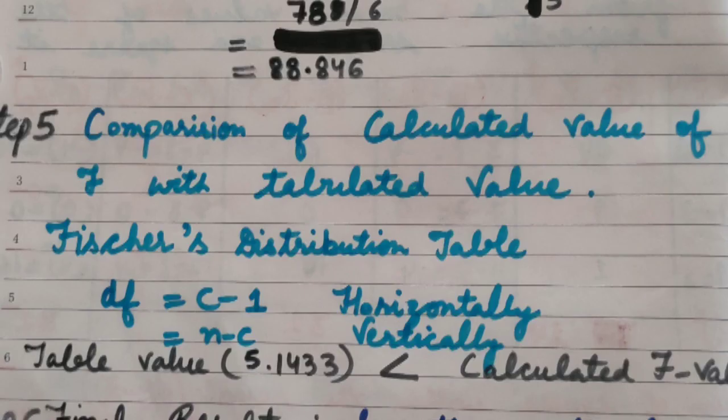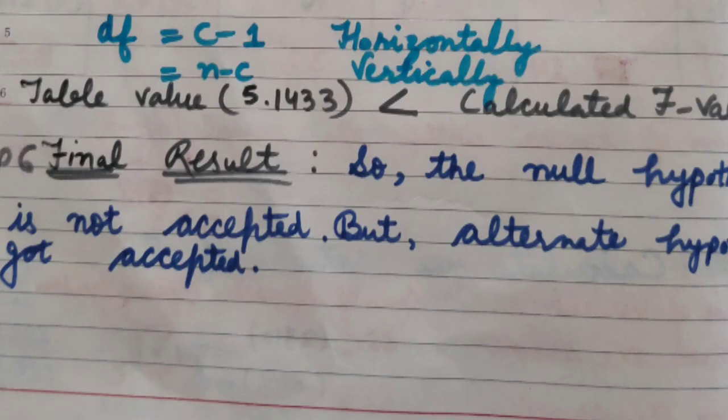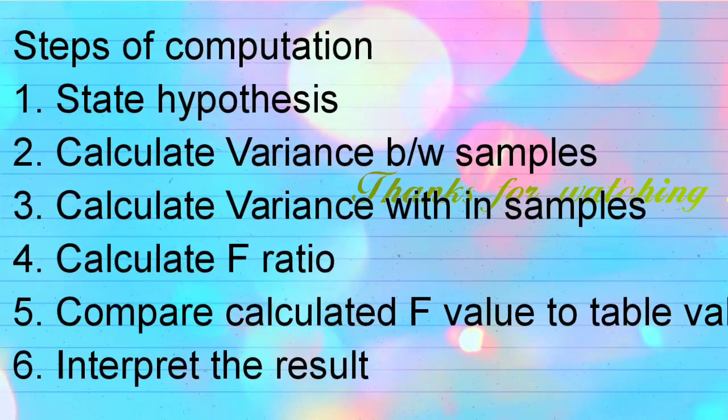Now compare the calculated value of F with the table value of the F distribution with their respective degrees of freedom. Here, the table value is less than the calculated F value, so the null hypothesis is not accepted, but the alternate hypothesis is accepted. Here is the list of steps of computation of one-way ANOVA.